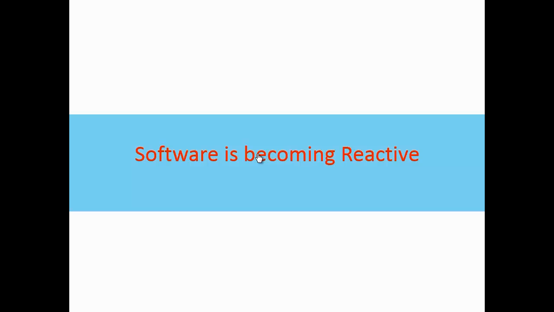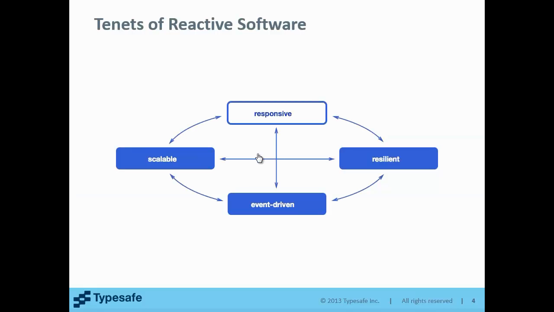So let's do it. So first of all, I want to start out talking about software. Software is changing. The way we build software is changing. The way users use software is changing. And really the core of this change is that software is becoming reactive. There's 4 different tenets of reactive software. Reactive software is event-driven, meaning it reacts to events. It's scalable. It reacts to load. It's resilient. Reacts to failure, and it's responsive. It reacts to users.